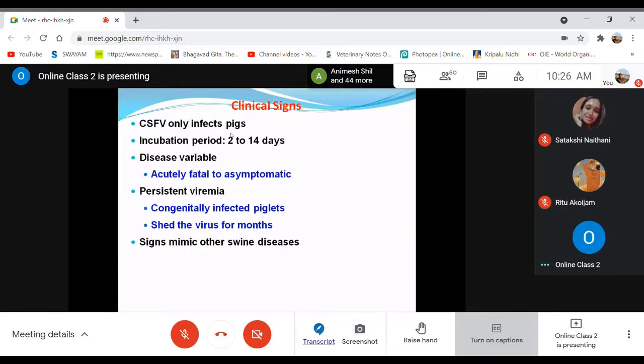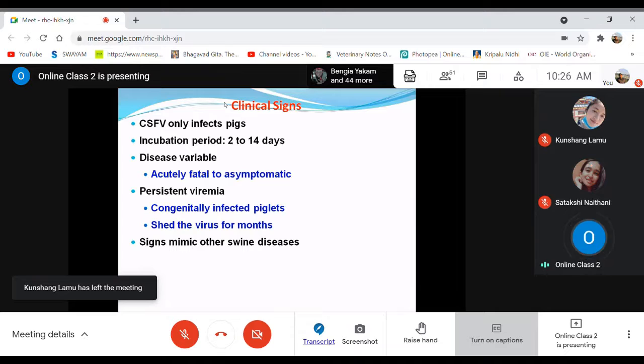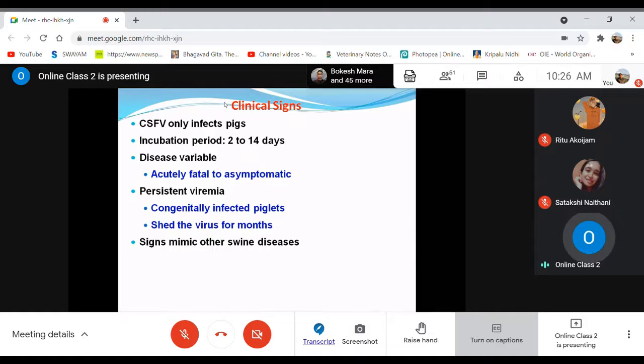Okay, then coming to the clinical signs and symptoms, it affects almost all age groups of the pigs. The incubation period may vary from 2 to 14 days, and the disease may remain variable. The signs and symptoms differ according to the forms. We have discussed the acute infection, subacute, chronic persistent, and asymptomatic forms. That means from very acutely fatal infection with high fatality to the asymptomatic form of the disease.